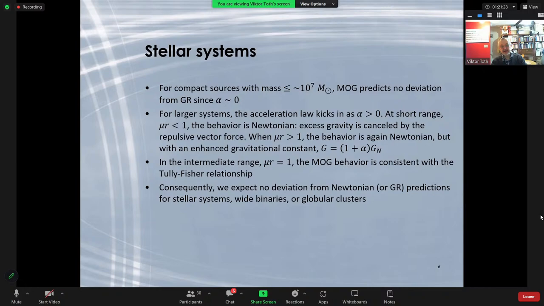And when it kicks in, the interesting thing is that in a characteristic range characterized by R equals inverse mu, the MOG behavior is pretty much a Tully-Fisher relationship. So it actually offers rotation curves that are consistent with spiral galaxy observations. On smaller scales, again, we expect no significant deviation from Newtonian behavior. This would be in conflict probably with the wide binaries, but let me reserve judgment on that.